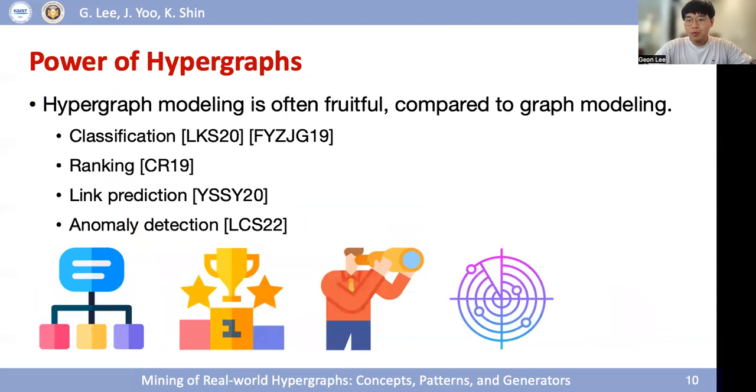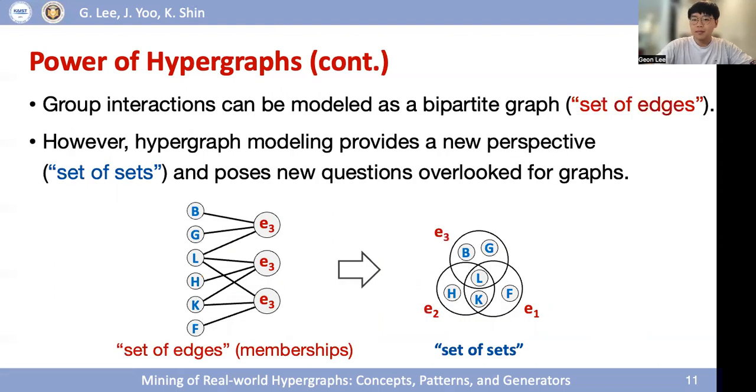From the previous example, we have just discussed the inherent limitation of graphs, from which we find the reason to use hypergraphs to model group interactions. However, hypergraphs are not only conceptually beneficial, but recently they have been shown to be powerful in various applications such as classification, ranking, link prediction, and anomaly detection. In this work, it has been demonstrated that solving such tasks using hypergraphs gives better performance than using graphs.